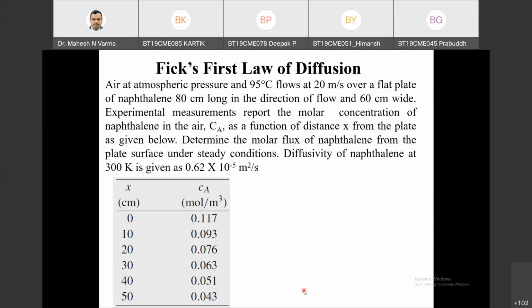The diffusivity of naphthalene at 300 Kelvin is 0.62 into 10 raised to minus 5. So you can see, this is the diffusivity of naphthalene in air, and it matches the order of magnitude of diffusivity in gases. The exact value is 0.62 into 10 raised to minus 5 meters square per second. So estimate the molar flux.